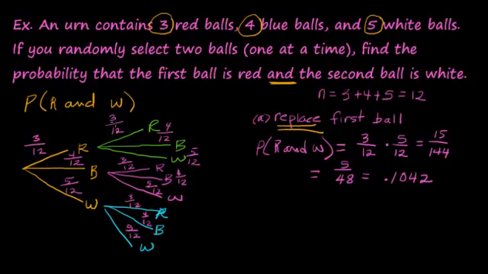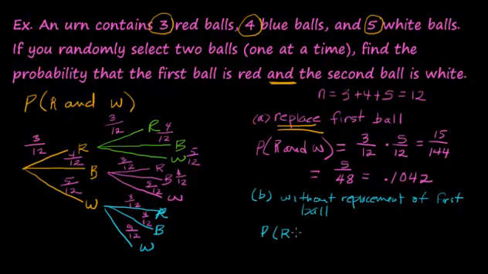But let's consider now without replacement of the first ball. How is that going to change anything? Probability of red and white. Well, it doesn't change the first draw. That's still, we have 12 balls in the urn. We select a red. That probability is 3 out of 12.